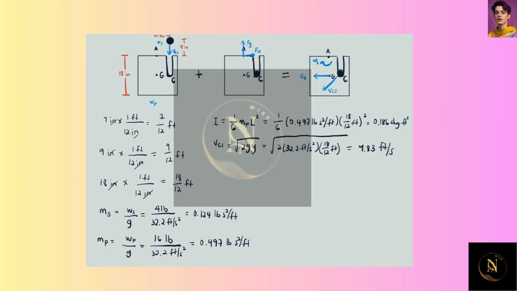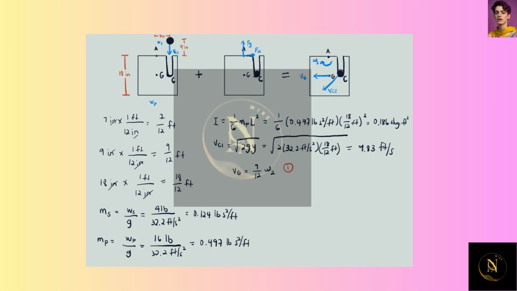Now, since Vg and Vc2 are linear velocities, we can come up with an equation for them. We can express them in terms of r, the radius or distance from the rotation point, and the angular velocity omega. Hence, Vg is equal to, since G is 9 inches away from point A, 9/12 foot times omega. This will be our equation 1.